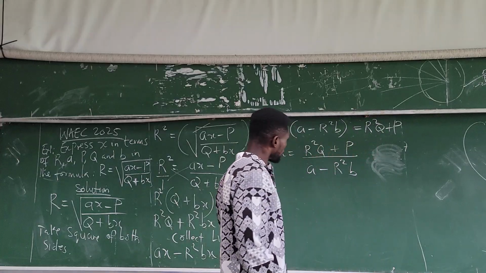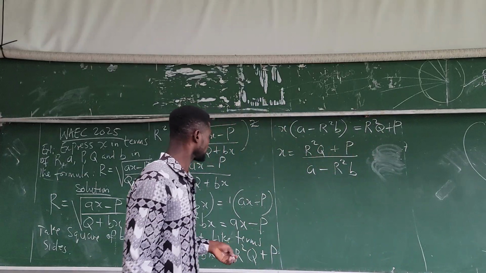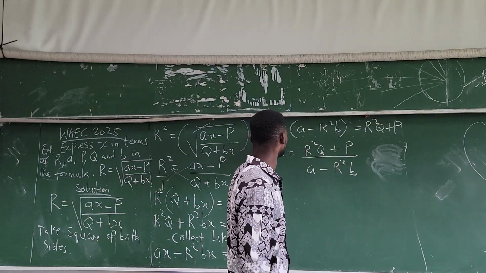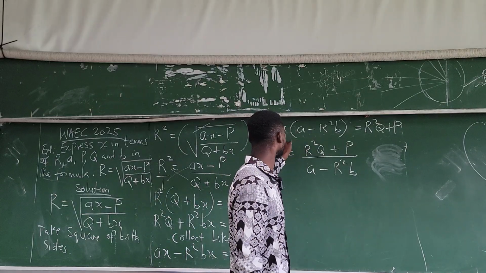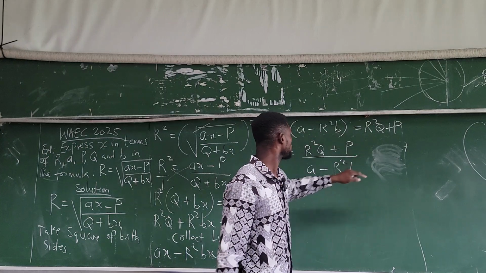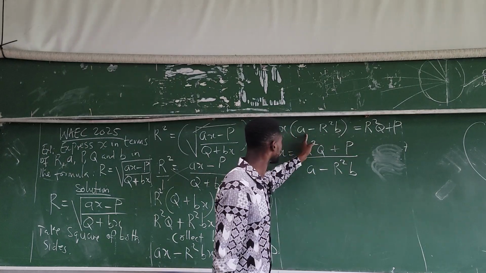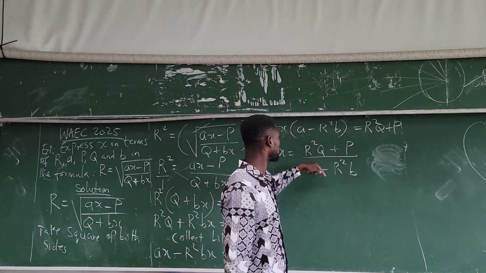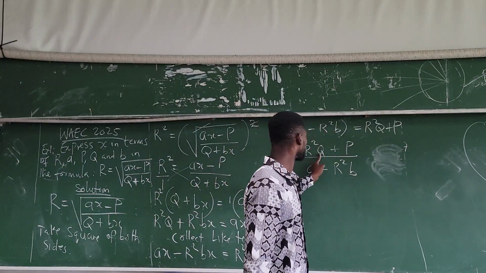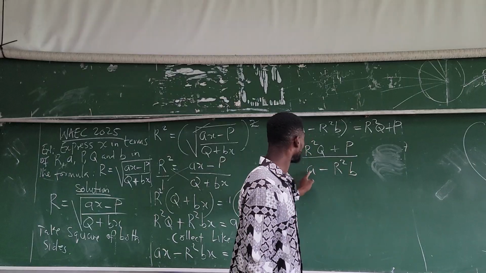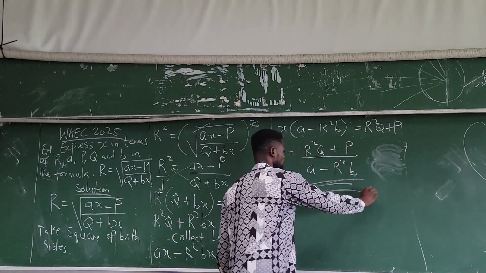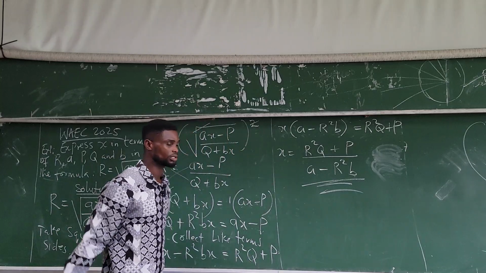But remember, we are looking for X. So we divide both sides by the coefficient of X, which is A minus R square B. A minus R square B cancels, giving 1 times X. So we have R square Q plus P all over A minus R square B. So this becomes the subject of the formula, that is X.